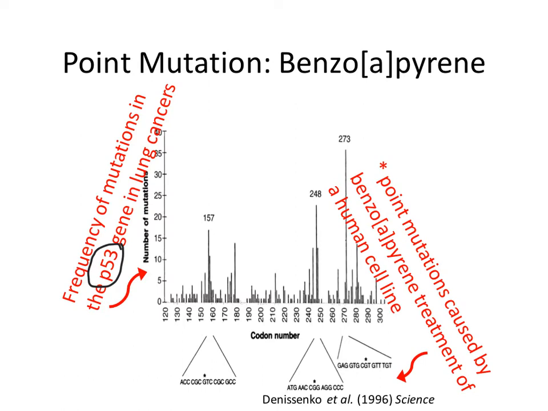So on the x-axis, like we did in our hypothetical plots, they're plotting relative position along the chromosome. In this case, it's codon number in this gene. So looking along the chromosome from left to right, position inside this p53 gene. What are they plotting on the y-axis? Number of mutations, in this case in different individuals that have lung cancer.